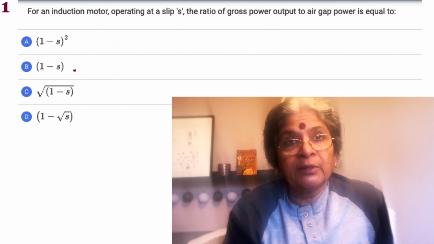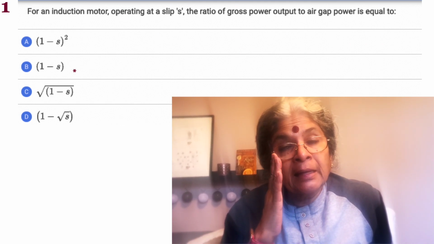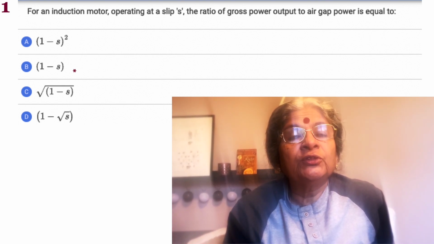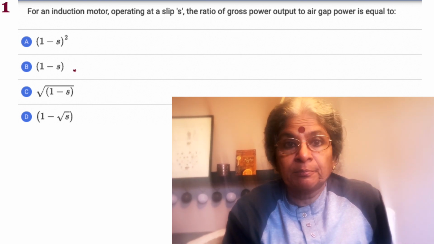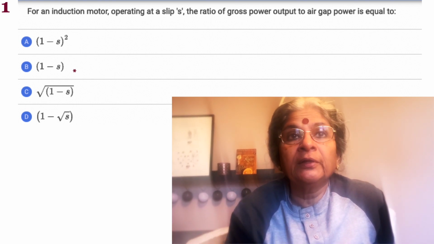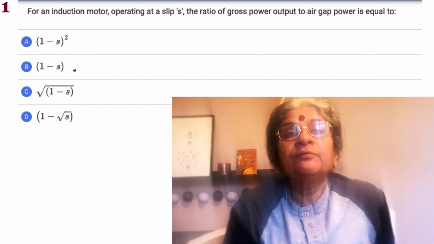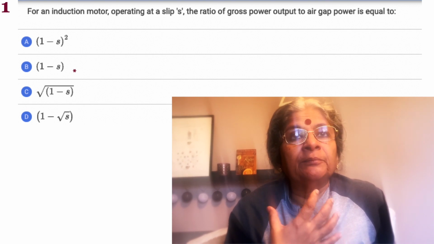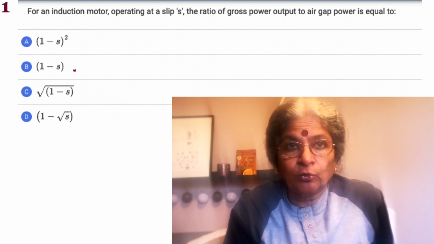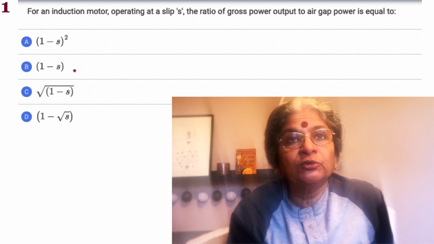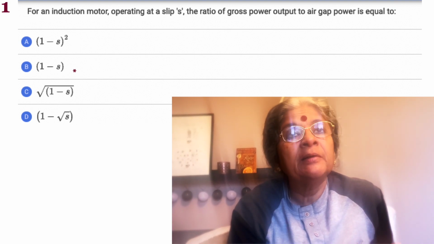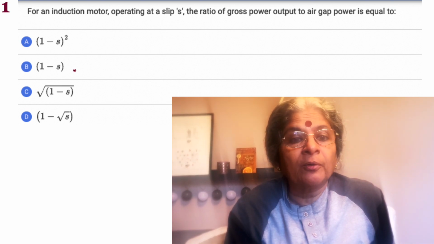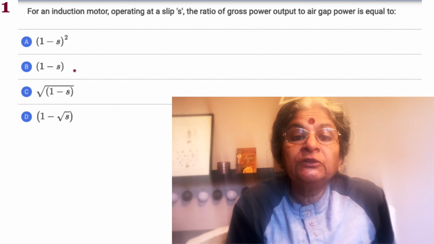The rest goes into the air gap as rotor input, and S times this rotor input goes off as copper loss, and the rest is available as gross power output of the induction motor. Of this, friction and windage losses are also removed, and then you have the final output of the induction motor as the torque of the machine. So this is the general trend, from which different aspects can be identified as we go through the problems.